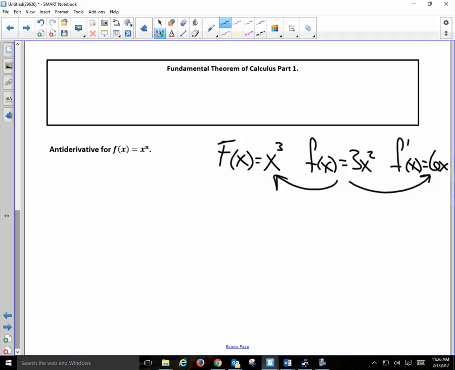That's an antiderivative. So it's not the antiderivative, it's an antiderivative. There's an infinite number of them. So the antiderivative for a function, okay, if you have f of x is equal to x to the nth, then f prime, okay, we'll pick it up when you get back.